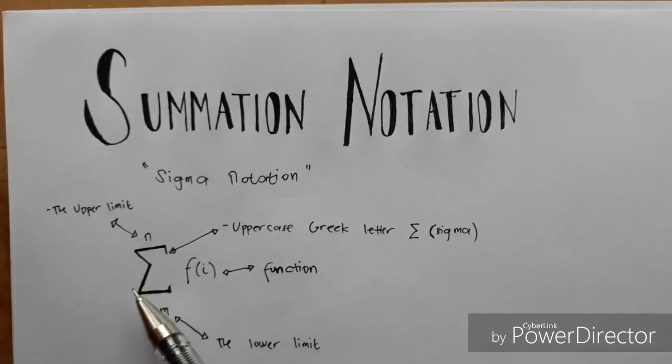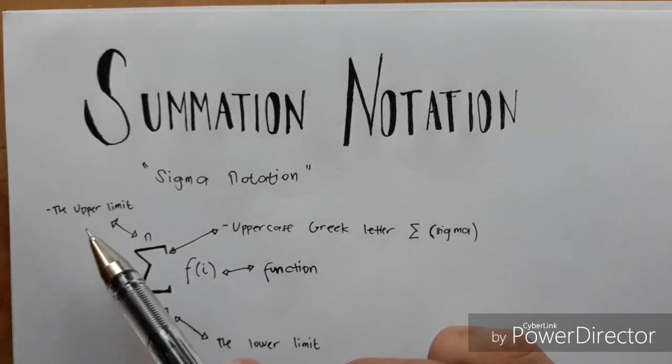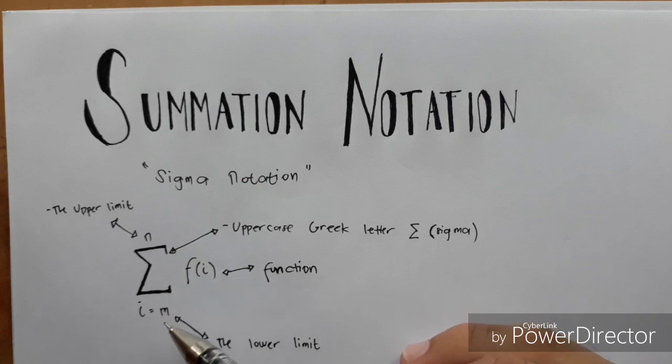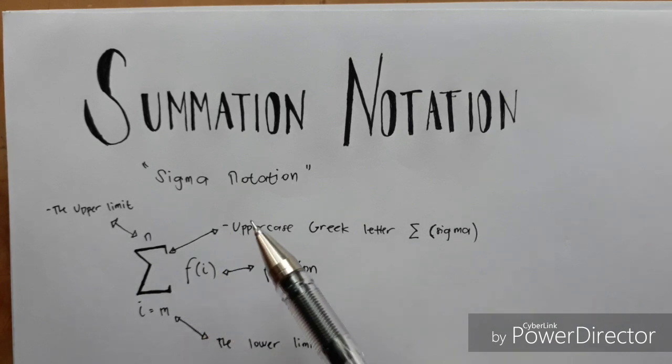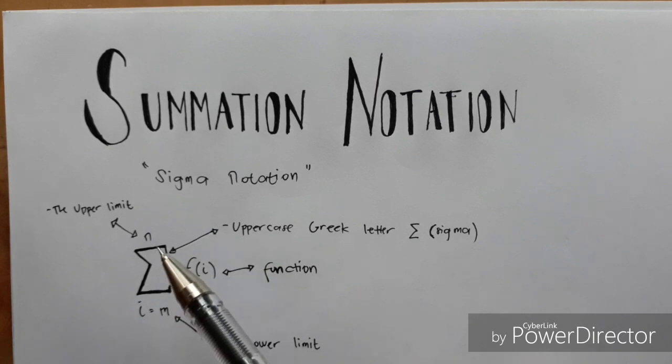As you can see, this is the uppercase Greek letter sigma, and f of i, which is the function. The top of the symbol is n, which is the upper limit, and the lower, i equals m, is the lower limit. This equation can be read as the summation of f of i, where i is equal to m to n.